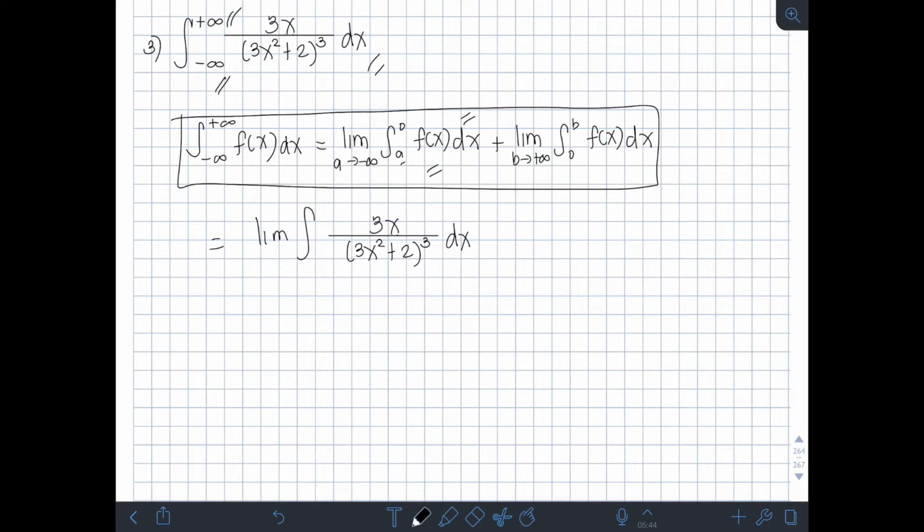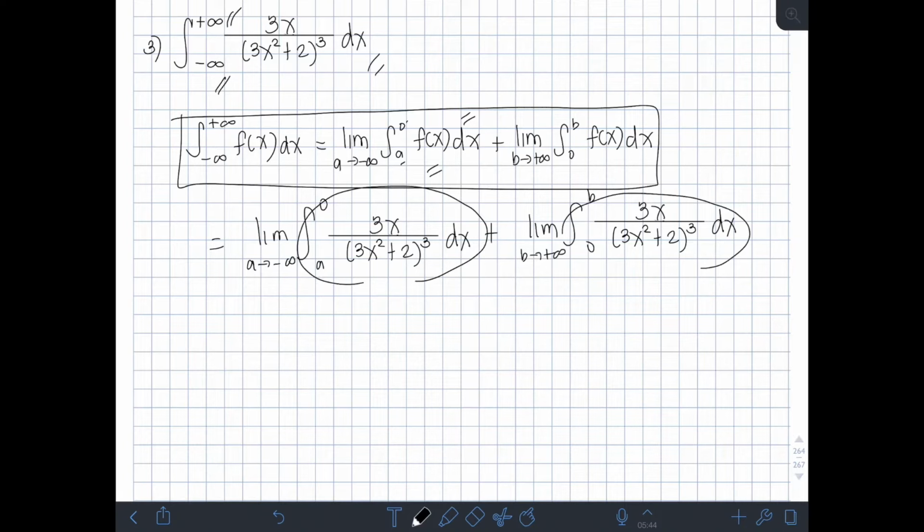Then, from lower limit a to upper limit 0, as a approaches negative infinity, plus the limit of this integral, the same expression, f of x dx, this time from 0 to b as b approaches positive infinity. So, let's evaluate these two definite integrals first. Let's start with one of them.